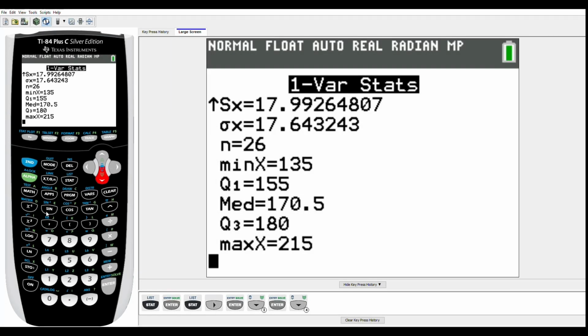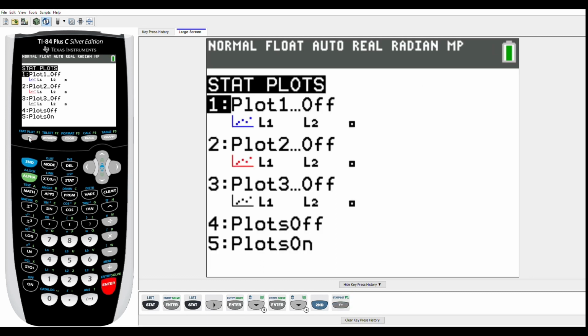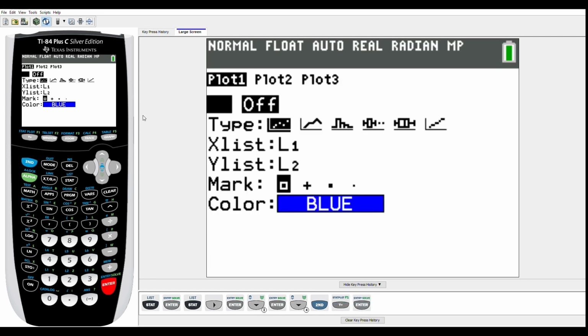In order to see your box plot for this, you can go to 2nd, Y=, select Enter on Plot 1. You need to turn your plot on. You need to go down to Type and make sure you select the correct graph. It's the 5th one in. Looks like the box plot that we talked about in the notes. Select Enter.